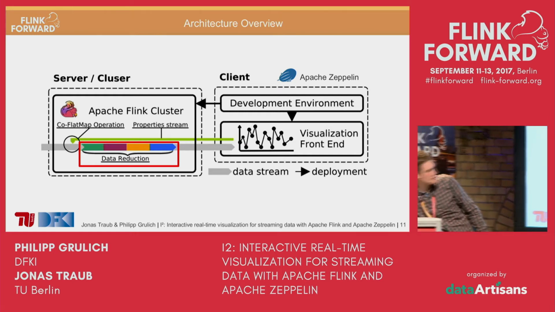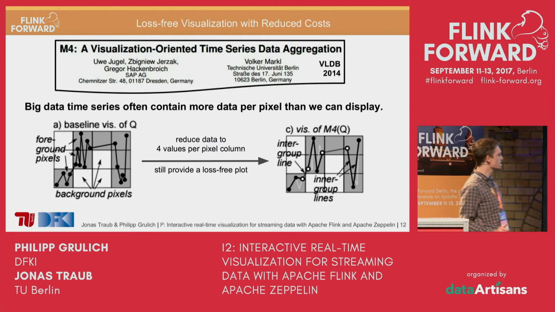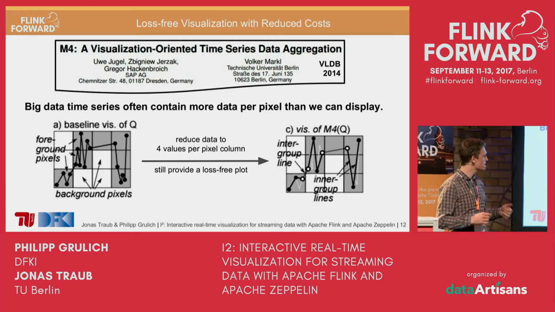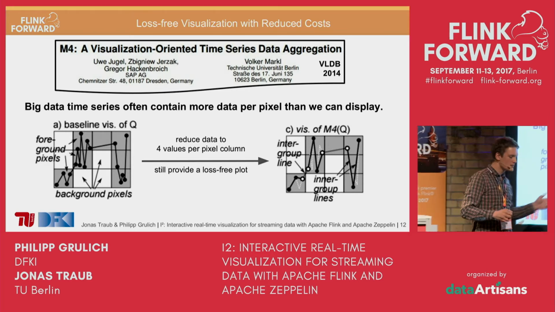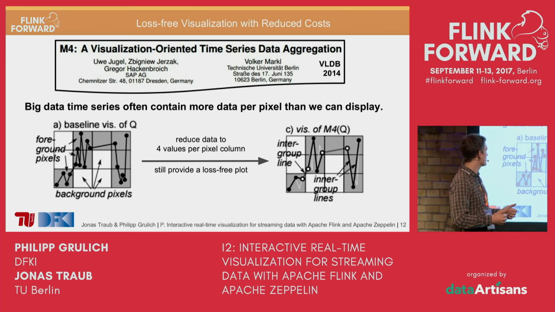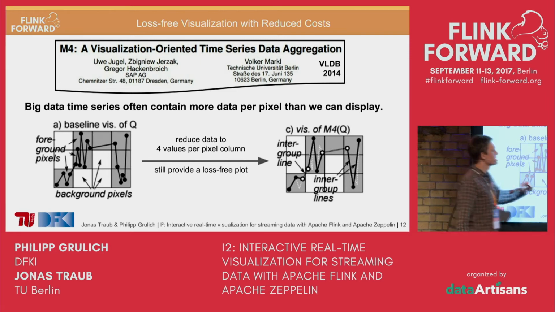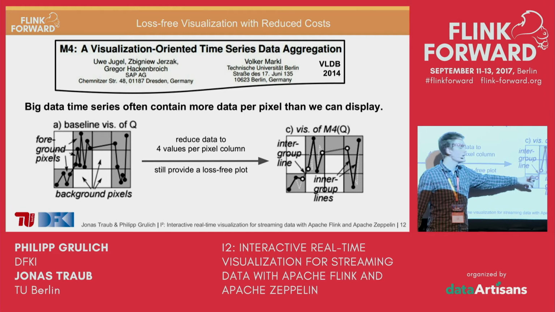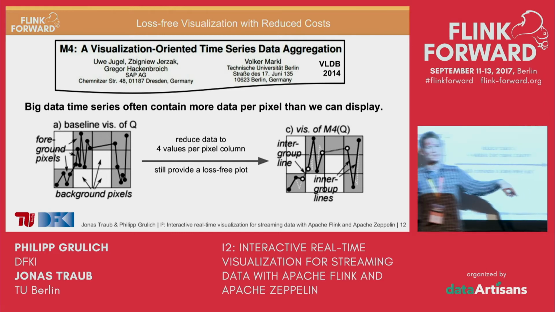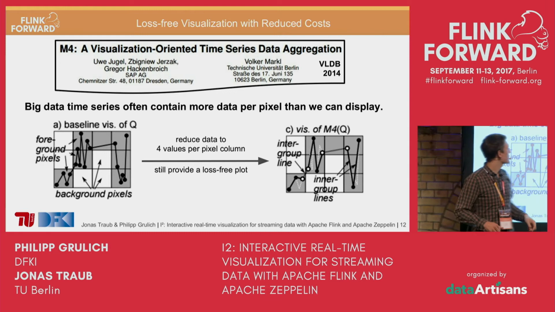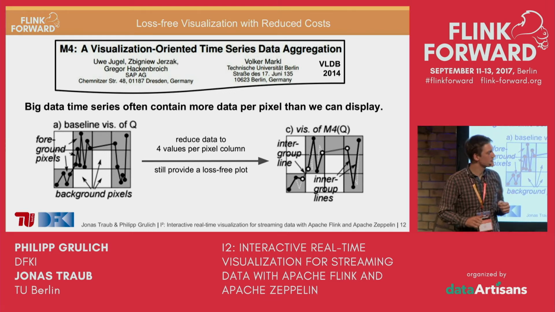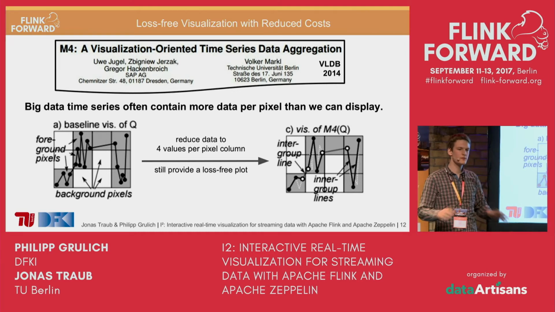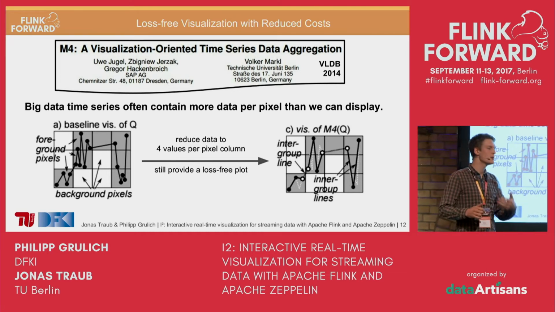Actually, there's a proof that it's sufficient to have 4 data points per pixel column. So even though we have maybe 6,000 events per pixel column, if we only have basically the first value for a pixel column, the last value for a pixel column, and the max and the minimum value for a pixel column, we can prove, and this was presented in that VLDB paper, that there will be a loss-free visualization. So the plot will look exactly the same as if you would stream the complete data.